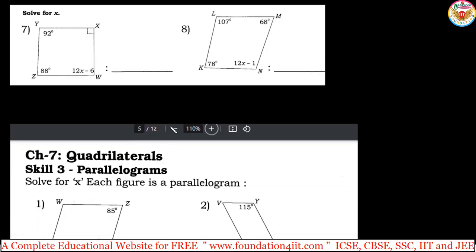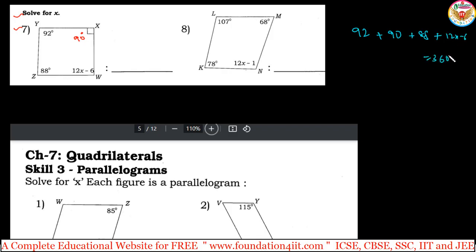Next, on pages 3 and 4 I am giving some questions. Another type of question you need to improve in this basic skill is solve for x. That is, you have to form a linear equation by looking at the question. This is 90 degrees. For example, question number 7 is x, y, z, w. This is the quadrilateral. The sum of the four angles is 360 degrees. Those four are 92 plus 90 plus 88 plus 12x minus 6.